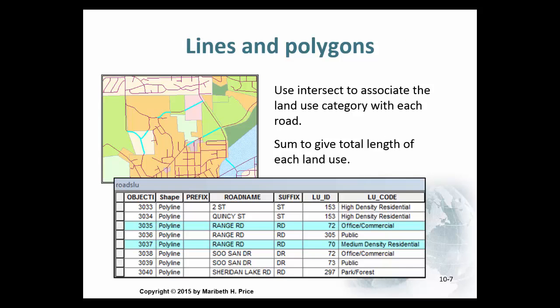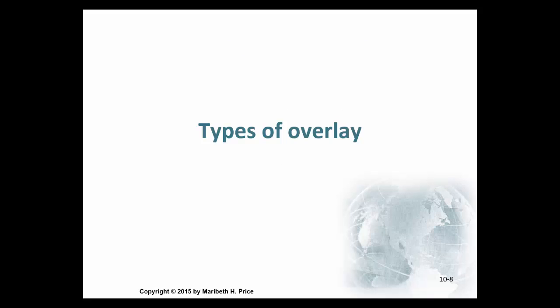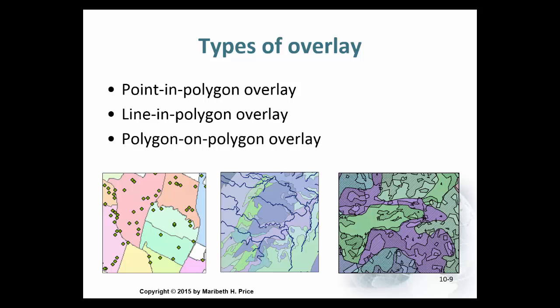The intersect tool can be used to associate the land use category with each new road segment. Map overlay combines two layers to create a new output feature class containing information from both the inputs. The three types of overlay are point and polygon, line and polygon, and polygon on polygon overlay.